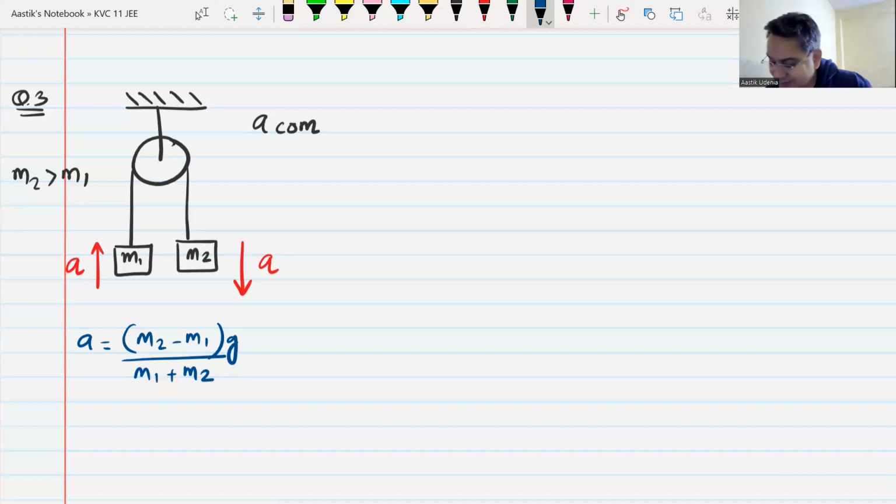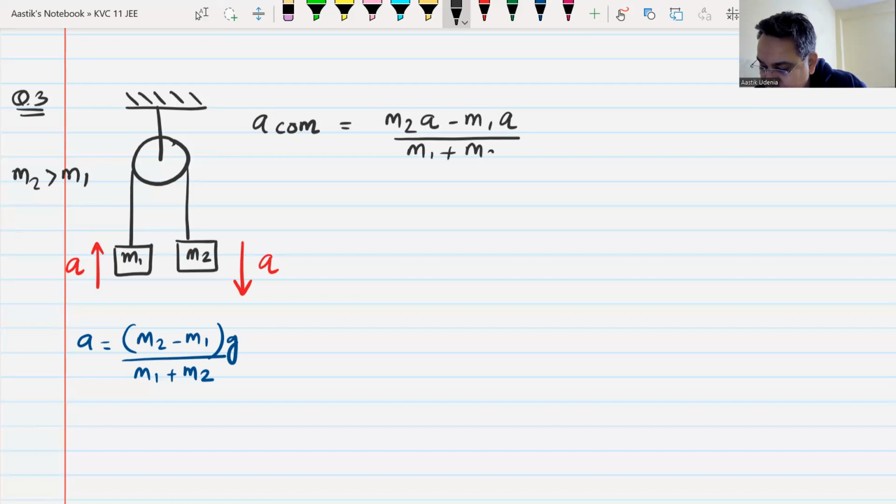Let me call this acceleration a. So I will write it like this. This will be equal to, if I take the downward direction as positive, m2a. Upward direction would be the negative, minus m1a, divided by m1 plus m2. Do we understand how I've got this?